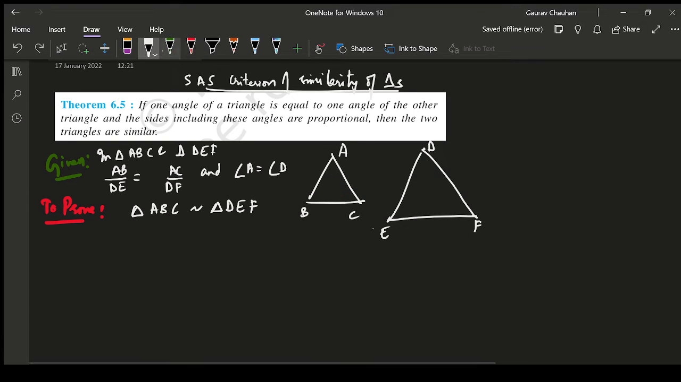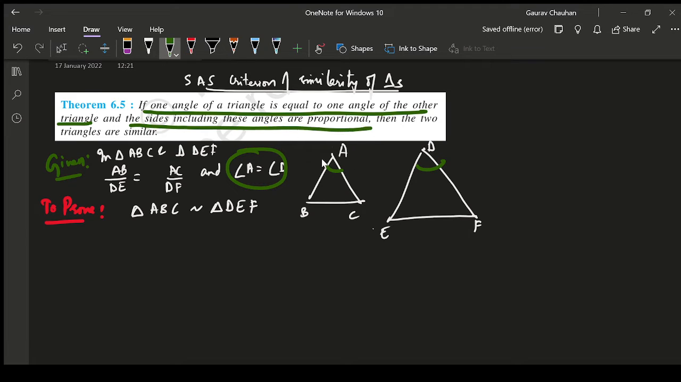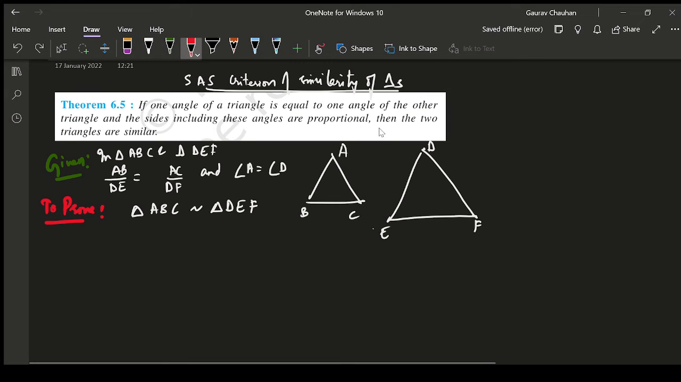Now let's get to business, just to bring the statement up and make that very clear to everyone who's watching this. So if one angle of a triangle is equal to one angle of the other triangle, that is angle A is equal to angle D, that's what we've written here, and the sides including these angles are proportional. What are the sides including these angles? This and this is proportional to this and this. Okay, sides are proportional. I hope this is clear. That's the if part, which means that's the given part. The then part is, then the two triangles are similar.